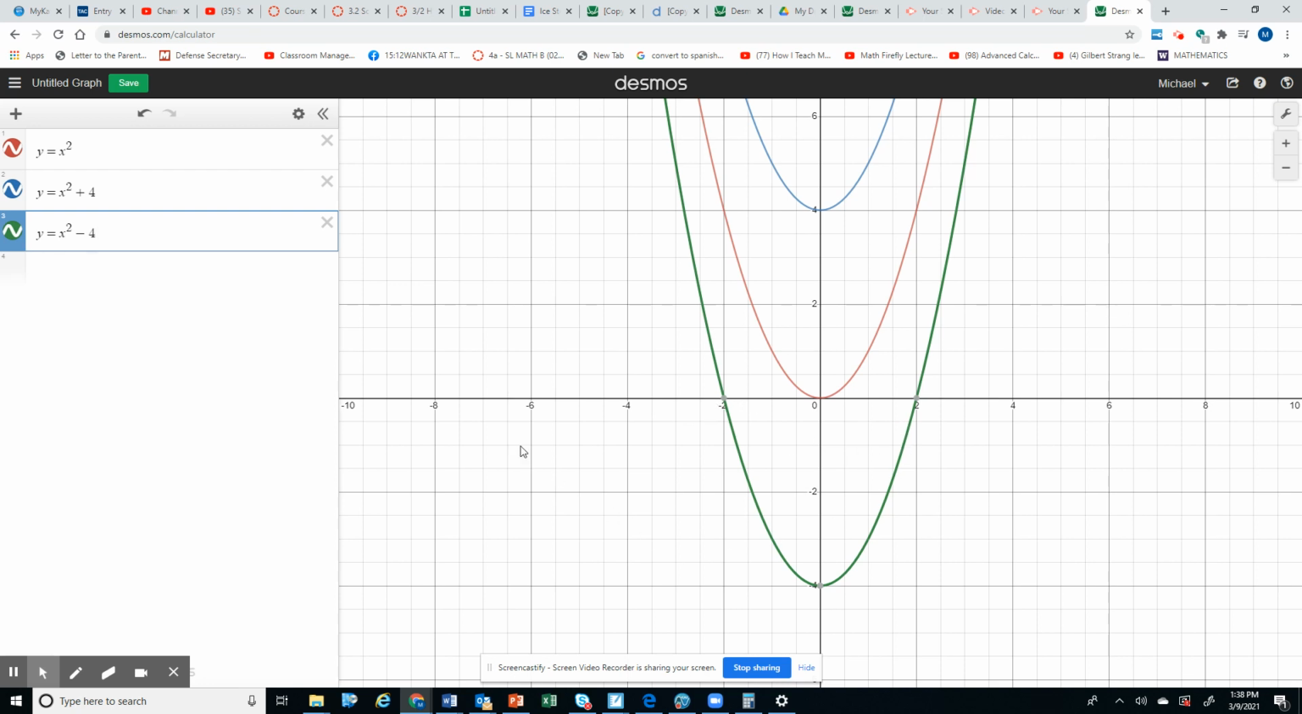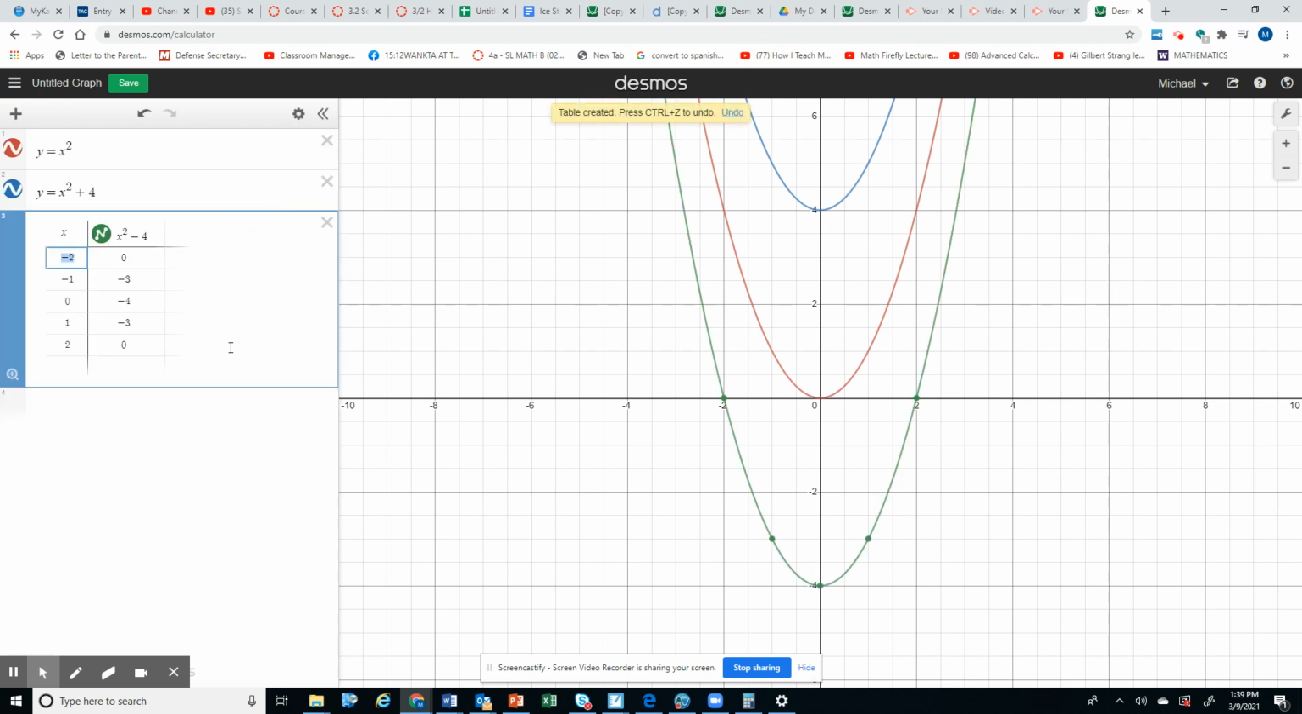Let's look at the tables now. You can see the x and y values, right? If you go to this little wheel right here and click on it, it gives you this little table, right? You can click on it and it gives you the table for each graph. I want to look at the green graph because I want to show you something.